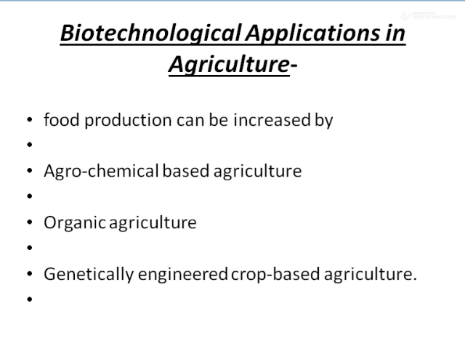Biotechnological application in agriculture. Let us learn about this. Food production can be increased by three main things. First one is agrochemical based agriculture. When we say agrochemical, it means if we use chemicals in agriculture, we call it agrochemical based agriculture. Organic agriculture means use of biofertilizers, manure or green manure without the use of chemicals to enhance crop productivity. We call it organic agriculture. Genetically engineered crop based agriculture means if we use genetically modified plants to enhance productivity and increase the yield, we call it genetically engineered crop based agriculture.